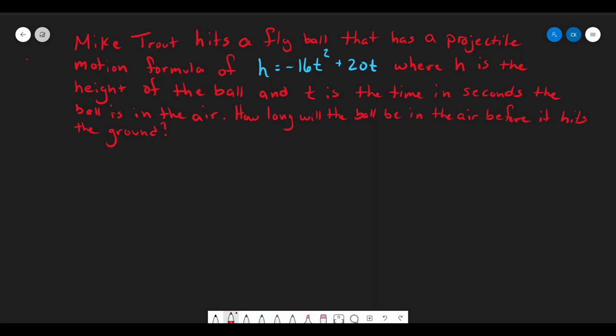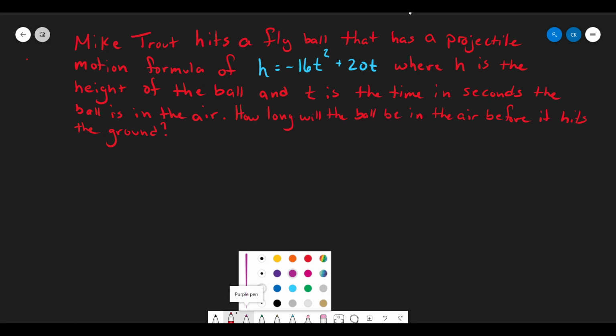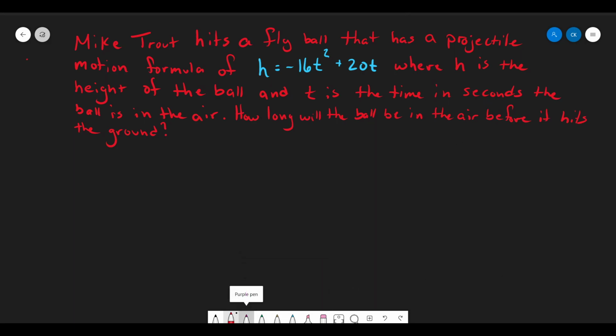But we want to know in this problem, how long will the ball be in the air before it hits the ground? So we have to worry about a couple things here. The first thing we want to look at is the formula itself. The formula here that we see, h equals negative 16t squared plus 20t, we have to understand what each of these variables mean. Well, we know that h stands for the height of the ball, however high the ball is at any point in time.